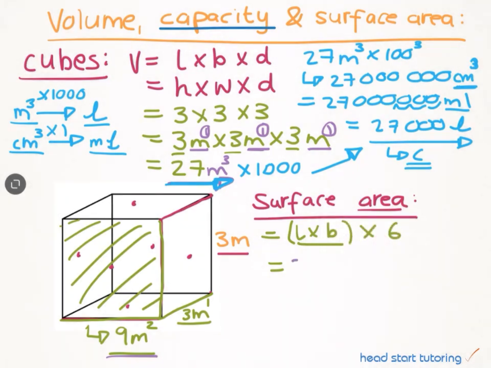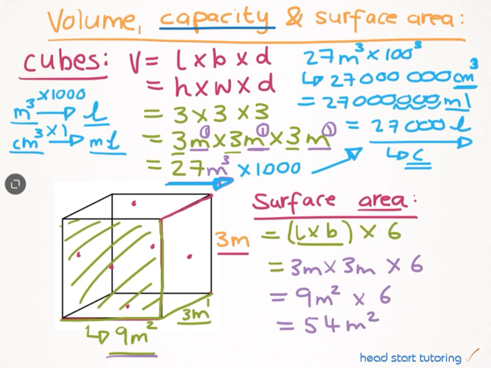It's just going to be 3 meters times 3 meters, and we multiply that answer by 6. So 3 meters by 3 meters is equal to 9 meters squared, and we multiply 9 meters squared by 6 to get an answer of 54 meters squared. So the surface area of this cube with an edge of 3 meters is equal to 54 meters squared.